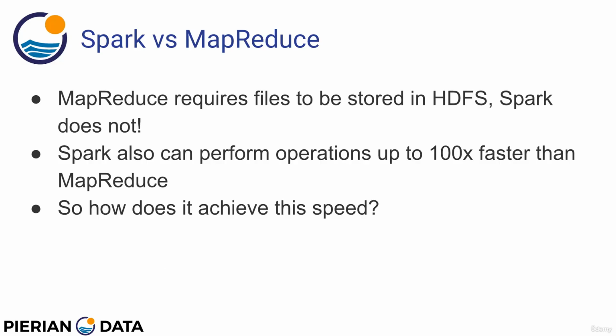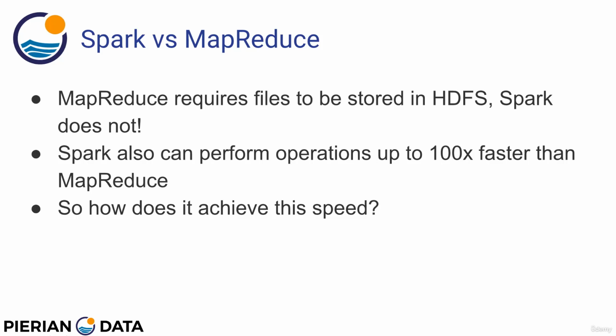Let's talk about the differences between Spark and MapReduce. We should really be looking at Spark as an alternative to MapReduce rather than a replacement for Hadoop. It's not intended to replace Hadoop, but to provide a comprehensive and unified solution to manage different big data use cases and requirements. MapReduce, in difference to Spark, requires files to be stored specifically in the Hadoop distributed file system. Spark, while it can run on top of HDFS, does not actually require those files to be stored in that manner. More importantly, Spark can also perform operations up to 100 times faster than MapReduce.